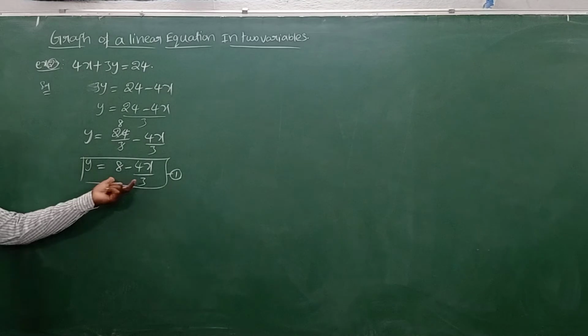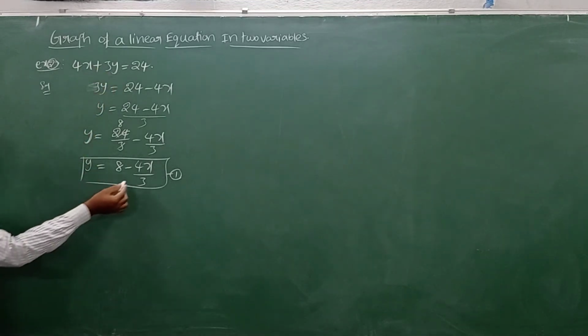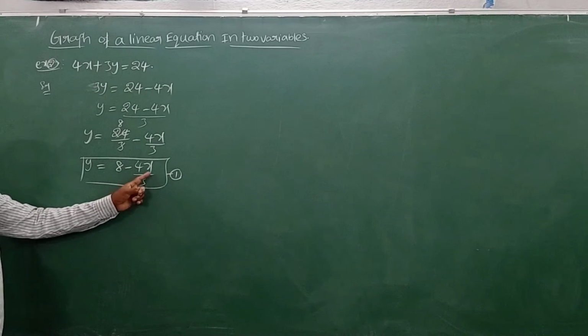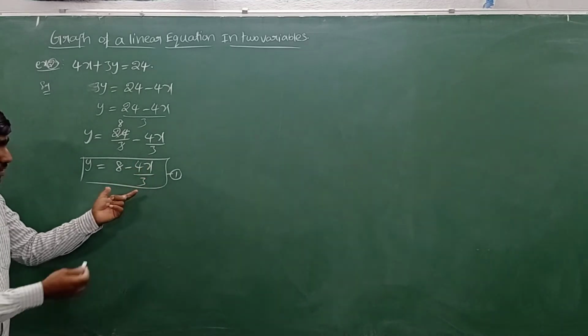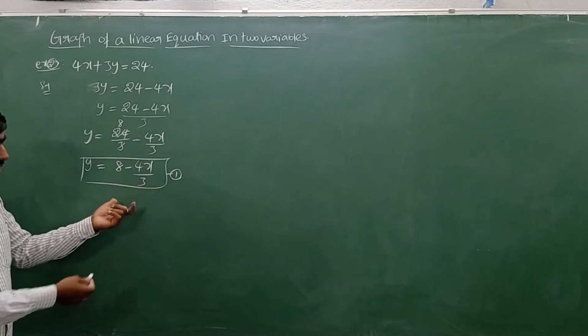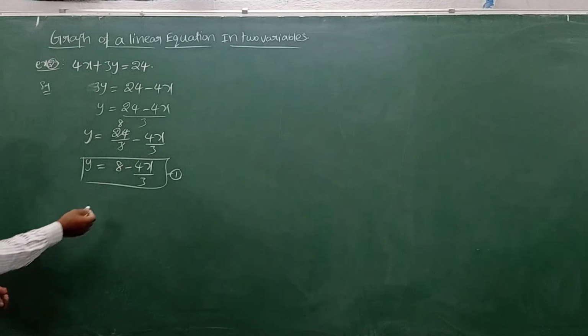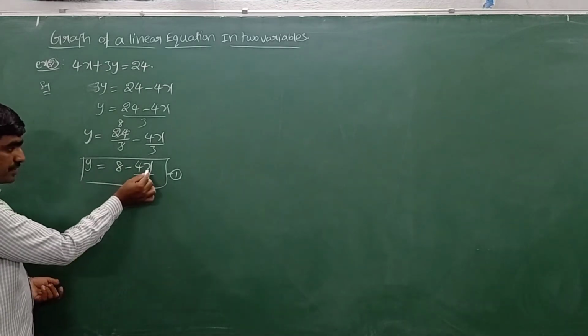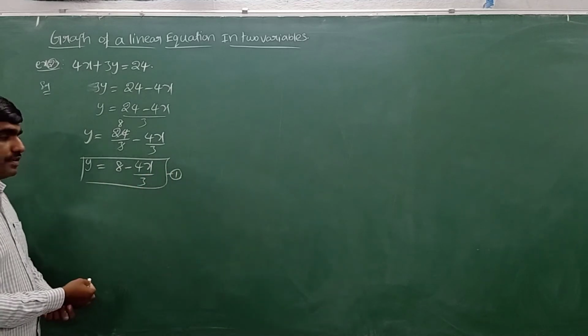Now with the help of this equation, we need to find at least two solutions so that we can draw the graph of this linear equation in two variables. Let me substitute x is equal to 1. 4 ones are 4, 4 by 3, a fraction. When it is a fraction, it is not easy to represent on graph paper. The calculation part is a bit difficult. So put the x value which gives an exact whole number so that plotting the graph is easy.